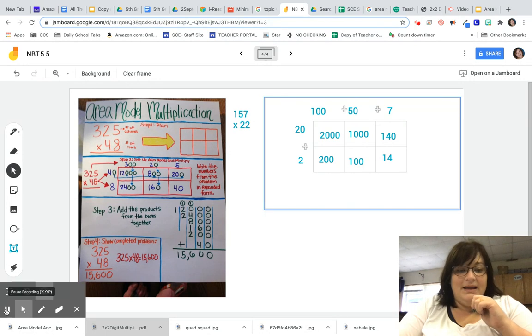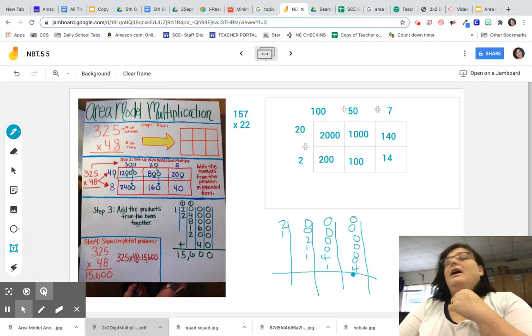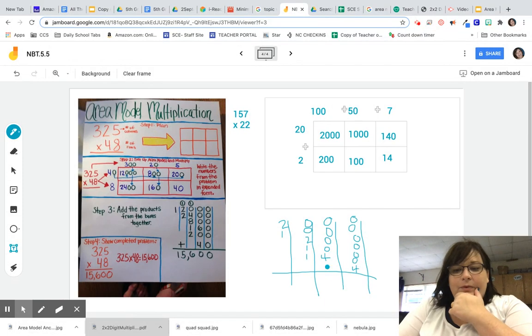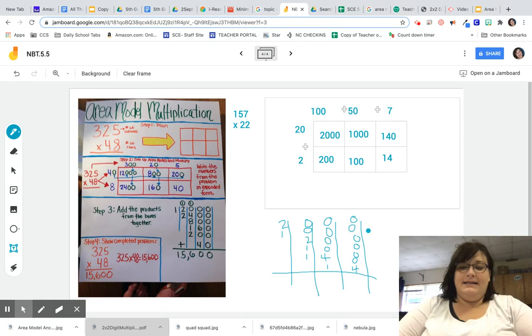All right, here we go. I've got all of my numbers set up. I took 14 and I placed it here. I took 140 and placed it here. 100 is here. 200 is here. 1,000 is here. And 2,000 is here. So now we're going to add these together.